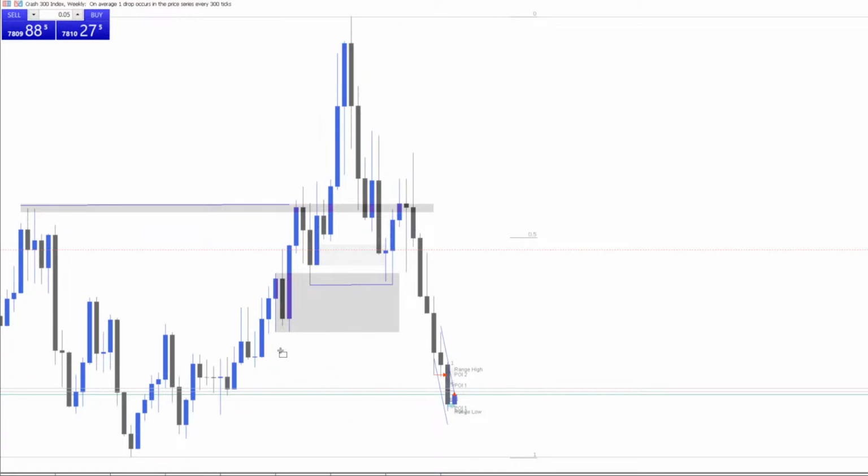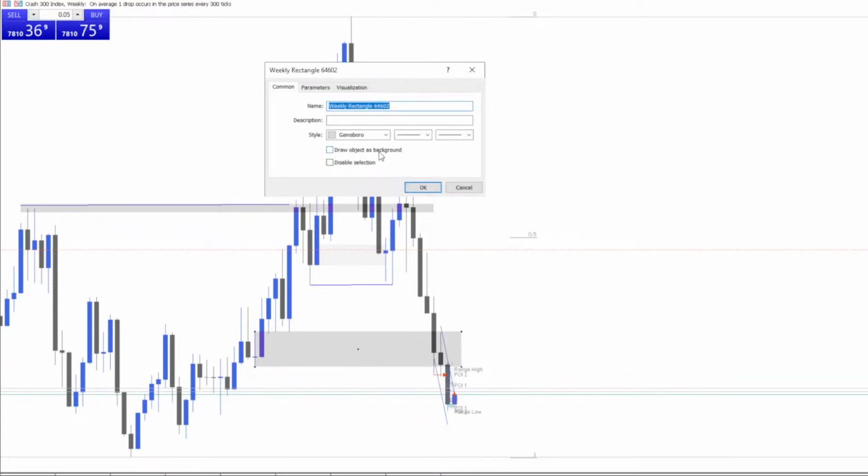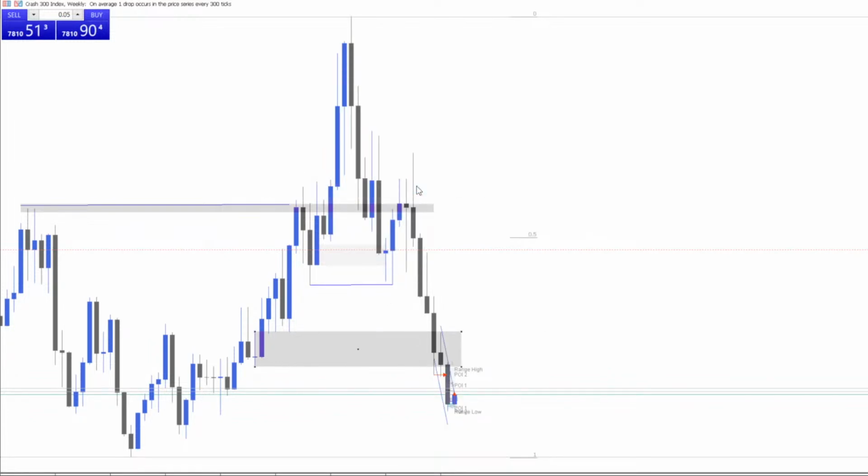So where is the other POI I will be marking out or looking out for? This one right there, that's another POI. So this POI got invalidated, then this is another POI I'll be looking to take my trade. And then what happens here? It got invalidated again, right? So where is the last or another POI I'll be looking out for?